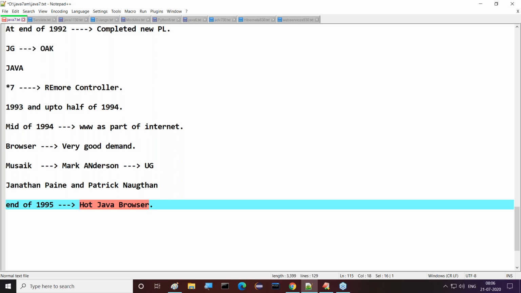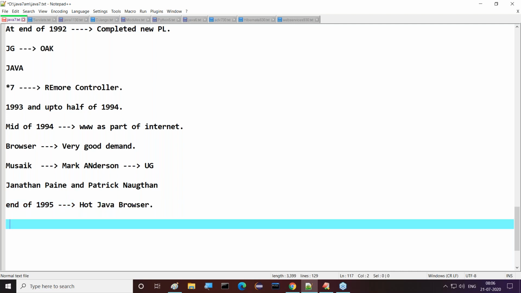Then finally people came to know there is a new programming language available at Sun Microsystems. By using that new programming language only, Sun Microsystems had prepared this browser. Then people immediately wondered, what is that new programming language? That new programming language's name is Java. By that time, people were talking about the Java programming language, and from this point onwards, Java started getting very good demand.